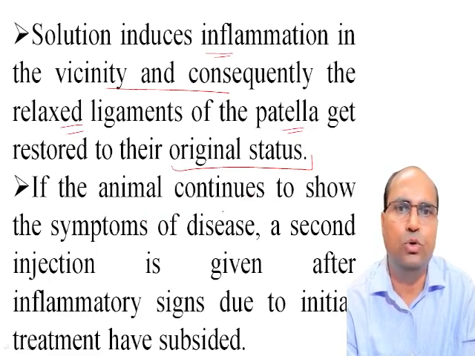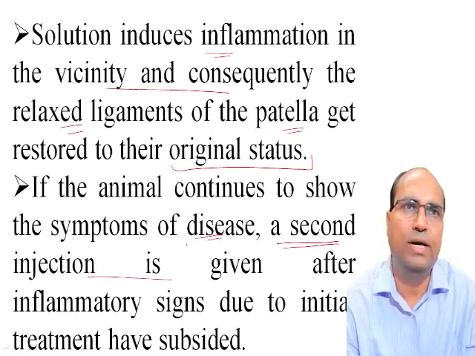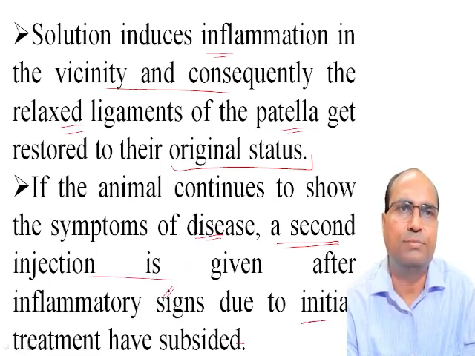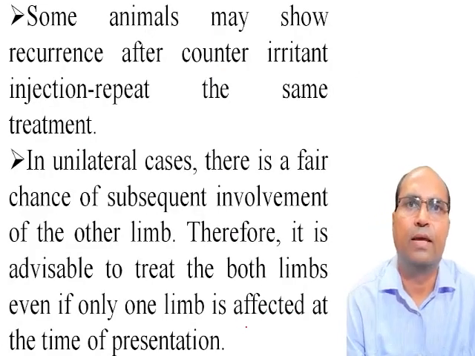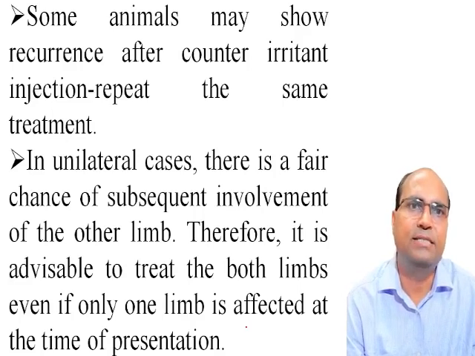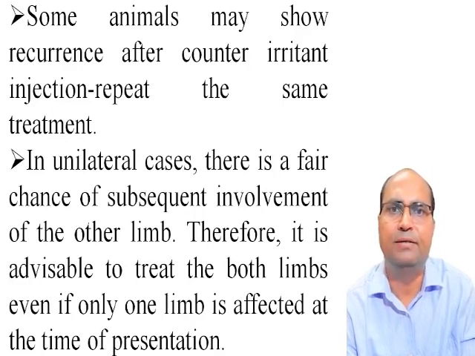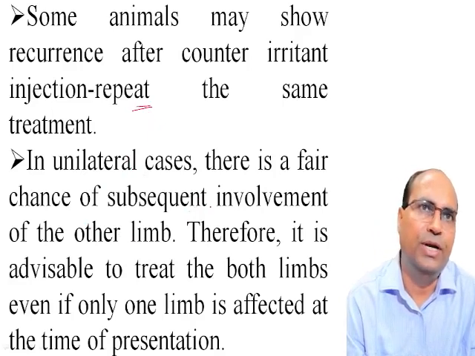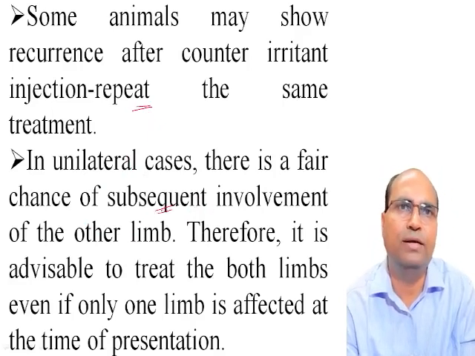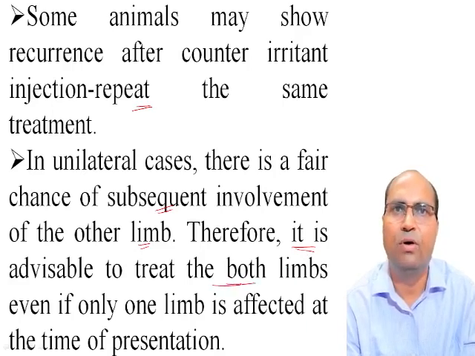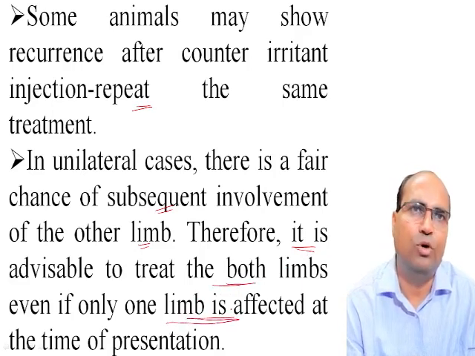If the animal continues to show the symptoms of the disease, a second injection is given after the inflammatory signs due to the initial treatment have subsided. Some animals may show recurrence after the counter irritant injection. Repeat the same treatment. In unilateral cases, there is a fair chance of subsequent involvement of the other limb. Therefore, it is advisable to treat both the limbs even if only one limb is affected at present.